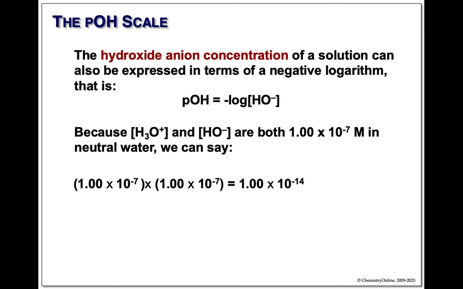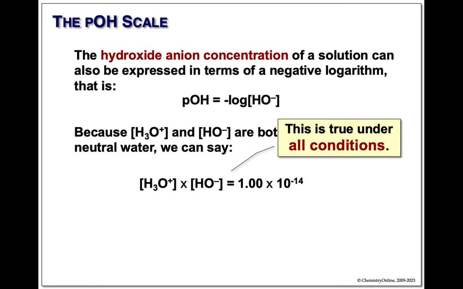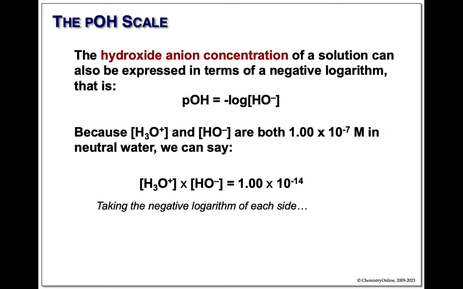Okay? Now, if we take, so this is hydronium times hydroxide, 10 to the minus 14. If we take the logs, the negative logs of both sides, the negative log of hydronium is going to be pH. The negative log of hydroxide is pOH. And the negative log of 10 to the minus 14 is 14.